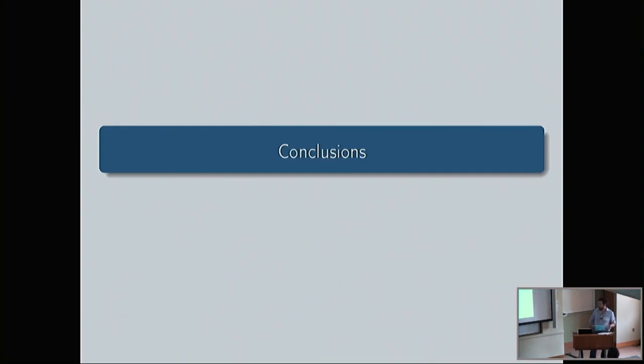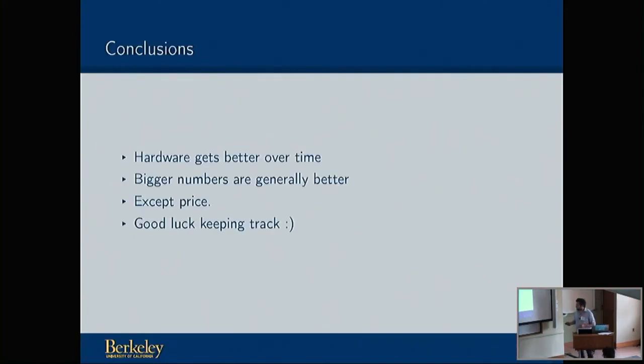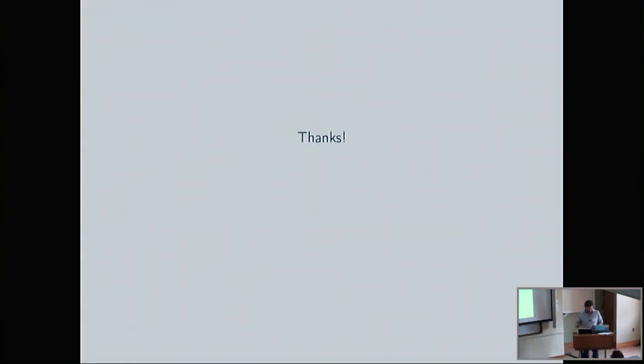To close out, I hope that when you go and do the tutorials, maybe this has helped a tiny, tiny amount in understanding what the actual hardware you're playing with is or does. Hardware gets better over time. Bigger numbers, generally better, except price. So sometimes we build cheaper things which aren't as good, and good luck keeping track, because there's 100 boards that get built every minute. And with that, I'm done.